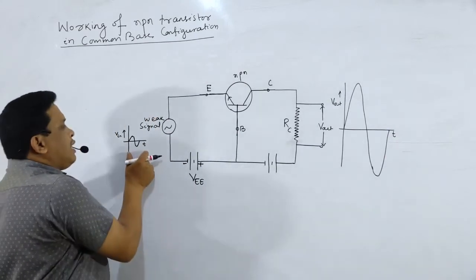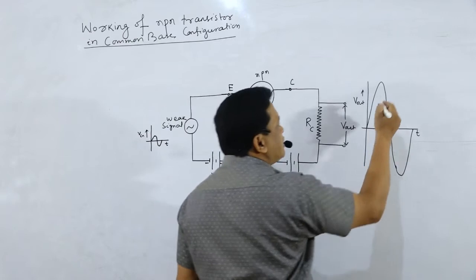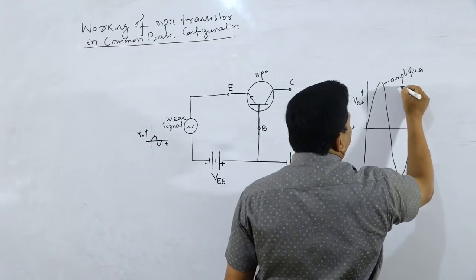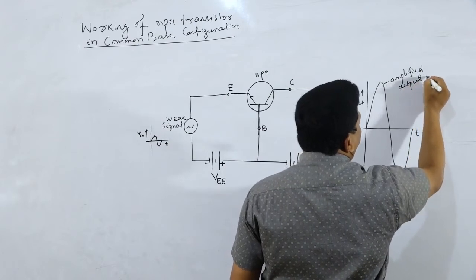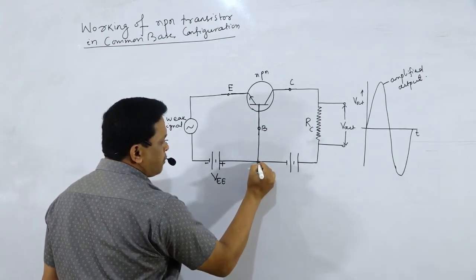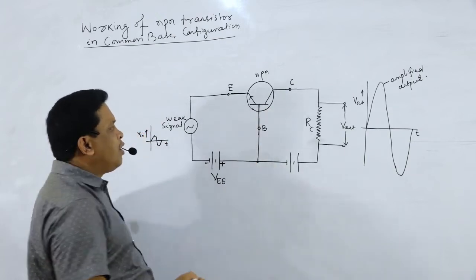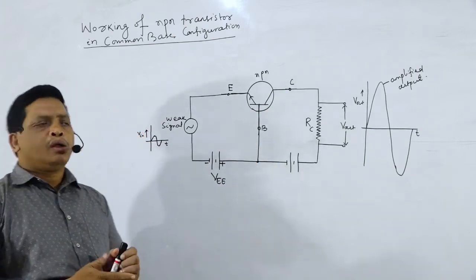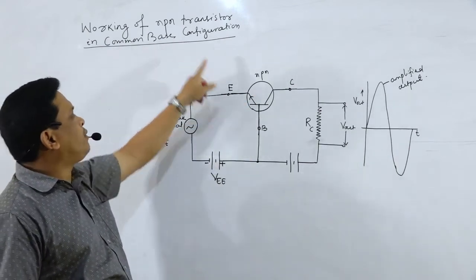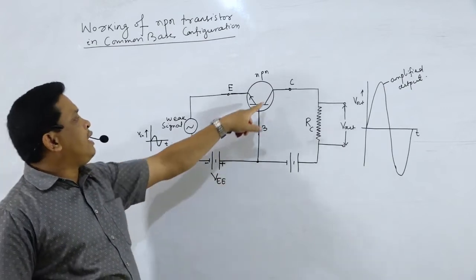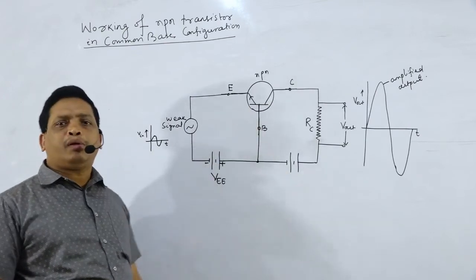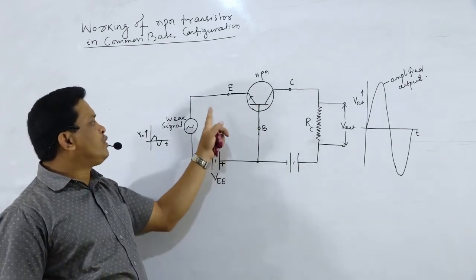So this is the weak signal, this is the strong signal, the amplified output. This is the common terminal. Base is common to both input and output. So this is the circuit diagram of an NPN transistor in common base configuration. We have taken an NPN transistor, and this is arranged in the common base configuration because base is common to both input and output.